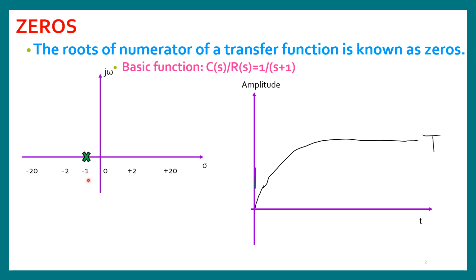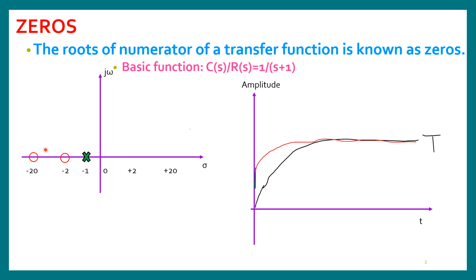Now let us introduce a zero. The zero is introduced at minus 2. So now the transfer function becomes (s plus 2) divided by (s plus 1). What would be the plot? The plot will have changes in the transient response and it will not start at the origin. It will start with the initial magnitude.